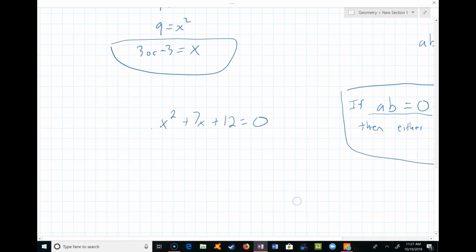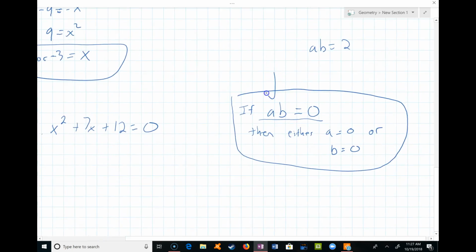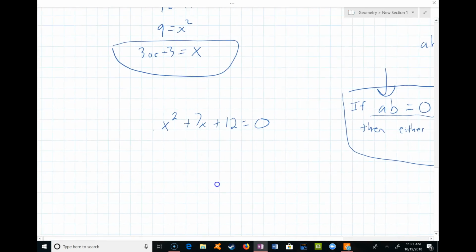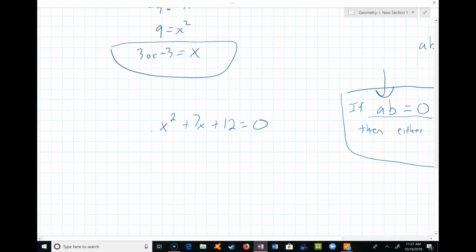So we're going to use that, because notice here we have something added together to get 0. So the zero products rule doesn't apply yet, because it doesn't say if you have something plus something equals 0, one of them has to be 0. It says if you have something times something. So what we need to do is turn this into something times something. Now, fortunately, we've been practicing factoring, because that's exactly what factoring does. It takes something and turns it into something times something.